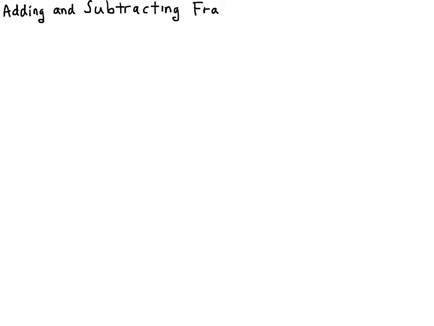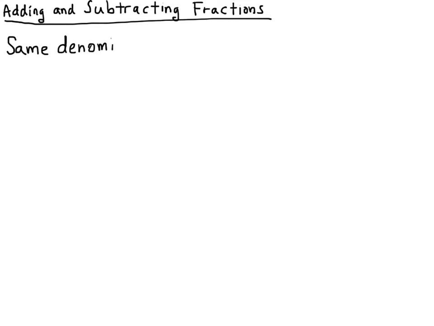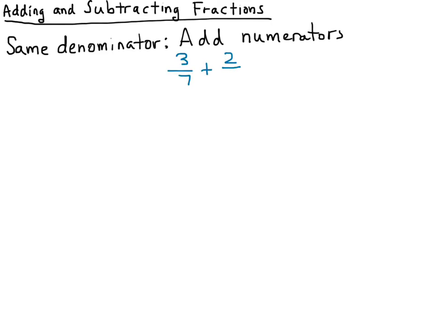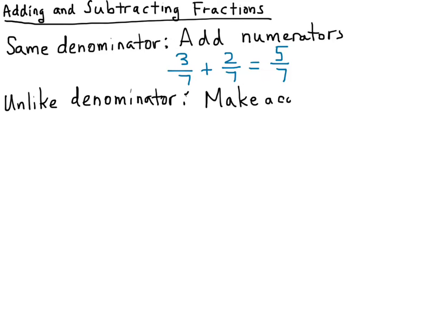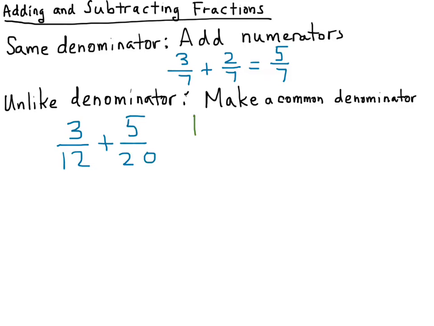Okay, so when we have fractions, what we want to do is, when we have the same denominator, we just add the numerators. So if we have 3 sevenths plus 2 sevenths, you get 5 sevenths. If you have unlike denominators, you have to make a common denominator. And with the common denominator, what you want to do is find the least common multiple.